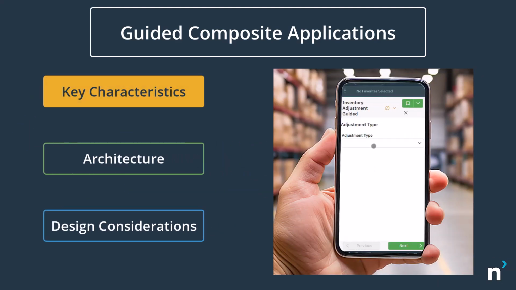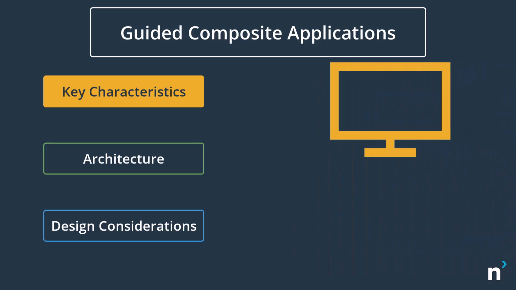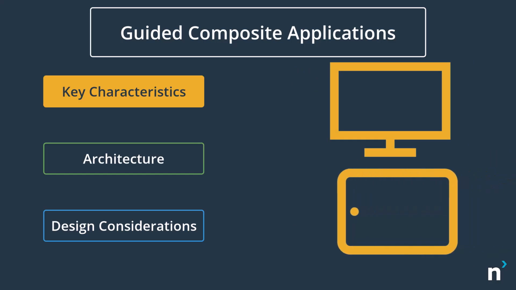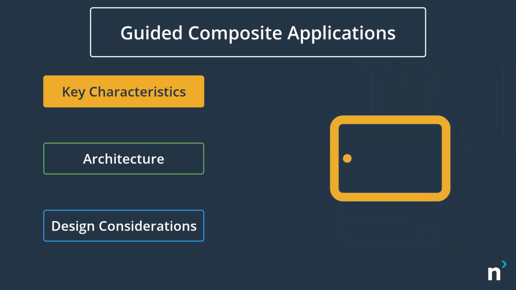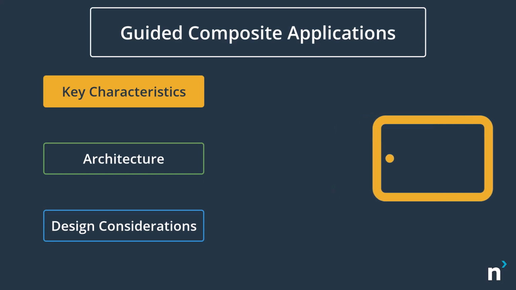Guided composite applications are designed to navigate users through steps in a controlled sequence. The application advances as required information is entered. Users cannot freely navigate between steps. Although guided composite applications can be used on desktop, they are primarily used for mobile applications. For that reason, this lesson focuses on designing guided composite applications for mobile use.